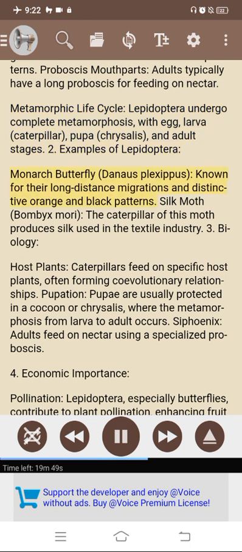2. Examples of Lepidoptera. Monarch butterfly, Danaus plexippus, known for their long-distance migrations and distinctive orange and black patterns. Silk moth, Bombyx mori. The caterpillar of this moth produces silk used in the textile industry.